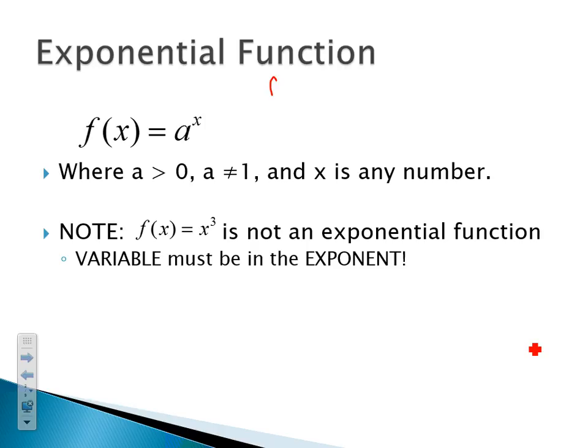If I have f of x equals negative 2 to the x power, with the negative sign out front, that would still be considered an exponential function, because the base in this problem is 2. I'm raising 2 to the x power. Think about order of operations: exponents come first, and then I apply the negative sign. So the negative sign in this example is representing a reflection.